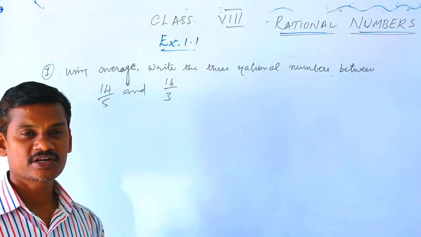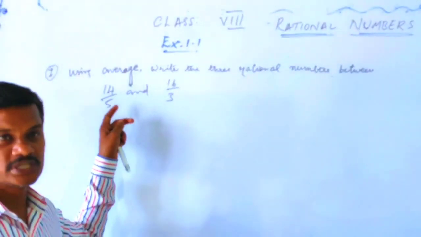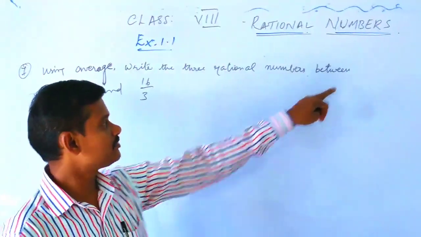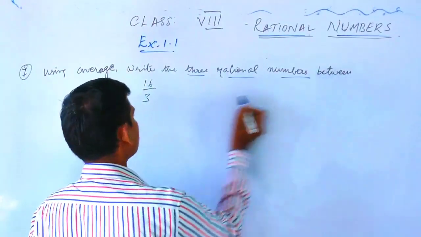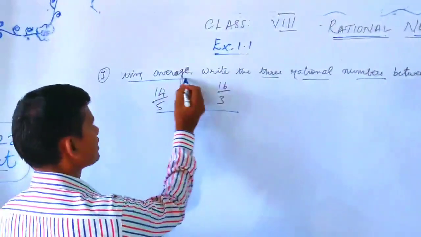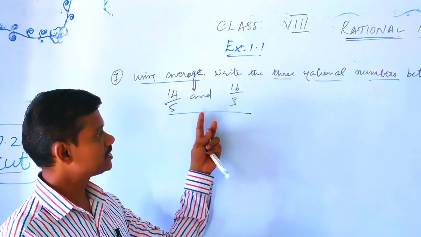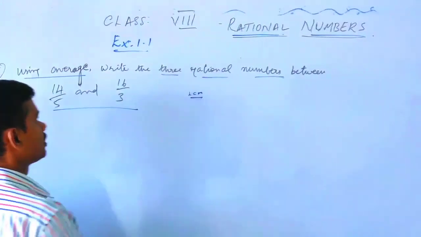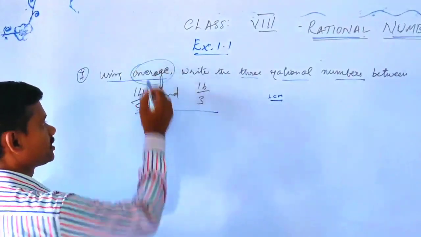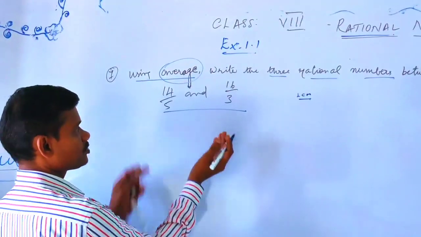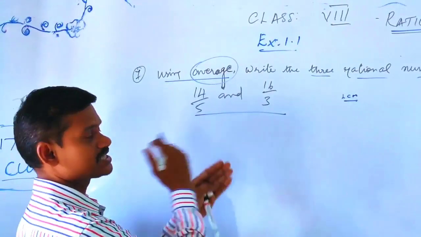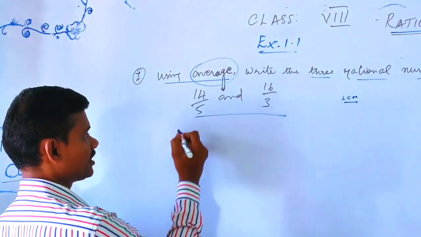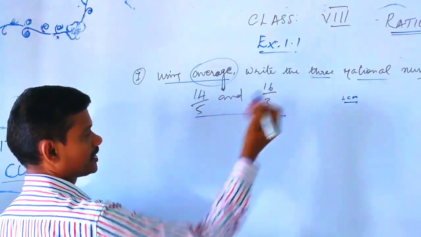On the continuation of the last sum, we are going to do the seventh sum. In this sum, we are going to find 3 rational numbers between the given rational numbers using the average method. Already we did this sum in the LCM method. Now we are going to do this in the average method. What is the average? Average means you have to add those 2 numbers and divide by 2. That gives the average of the 2 numbers. So using that method, we are going to find the 3 rational numbers.